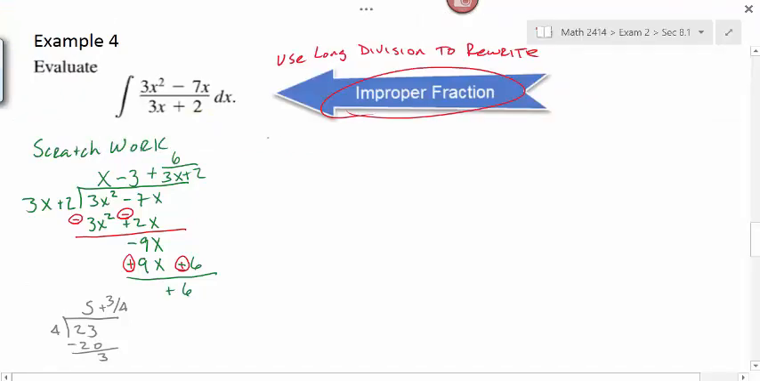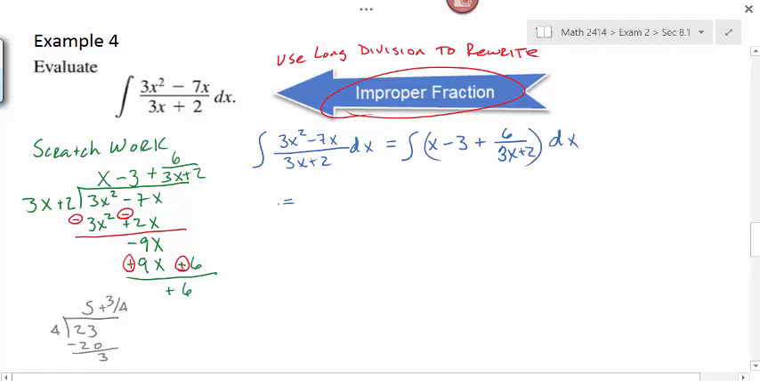Alright, so now I'm ready to rewrite my problem. My original problem was the integral of 3x squared minus 7x over 3x plus 2 dx. We've just shown by our scratch work that this is mathematically equivalent to the integral of x minus 3 plus 6 over 3x plus 2 dx. We can integrate this a term at a time, and I'll rewrite this problem as the integral of x dx minus the integral of 3 dx plus the integral of 6 over 3x plus 2 dx.